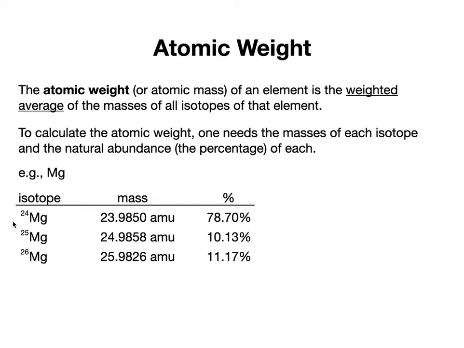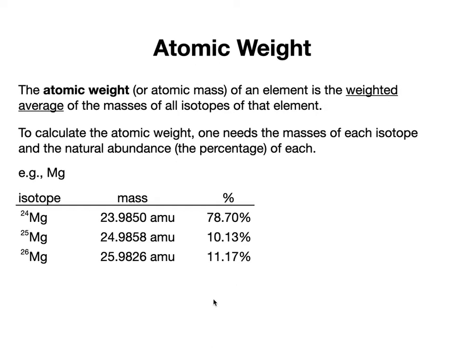What does that do? That makes the masses vary, right? So all magnesium atoms are not identical. They all have the same number of protons and electrons, but the neutron count can vary. So if I were to take a sample of magnesium and analyze that sample, what I would find is that 78.70% of that sample was magnesium 24, 10.13% of that sample was magnesium 25, and 11.17% of that sample is magnesium 26. That's what these percentages mean.